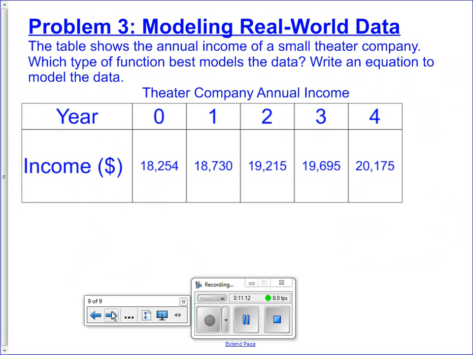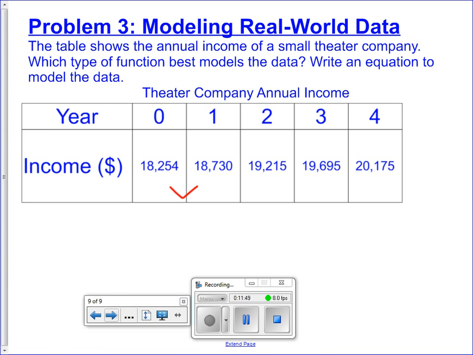All right. Problem 3, modeling real-world data. The table shows the annual income of a small theater company. Which type of function best models the data? Write an equation to model the data. With these numbers, we may want to get our calculator in hand. The first thing I'm going to do is check the difference between each of these two numbers.